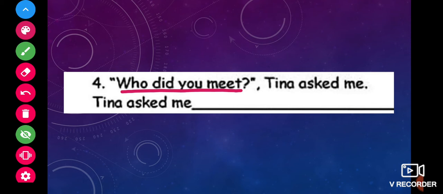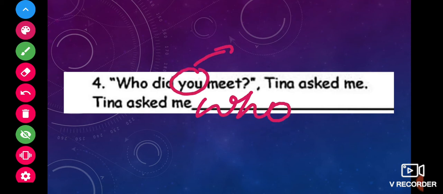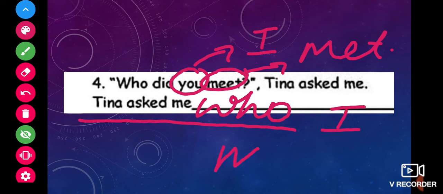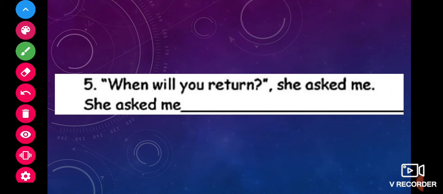Question number 4. Who did they meet? Tina asked me. So the answer will be Tina asked me who. You will be changed to I. Meet will be changed to met because that is the past tense. So Tina asked me who I met. Full stop. This is the indirect speech.